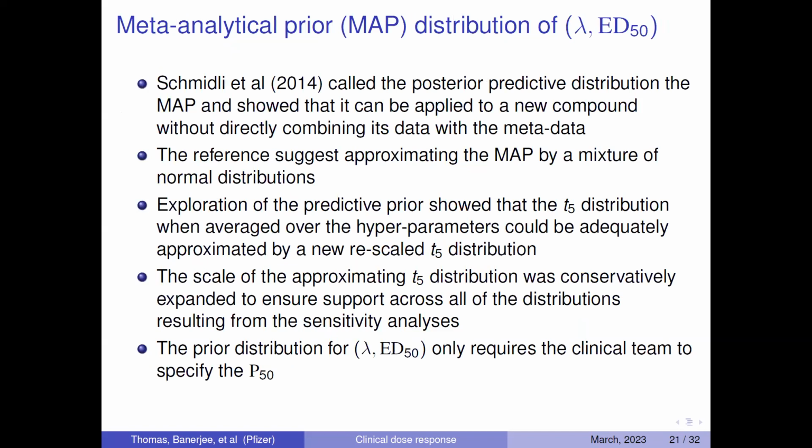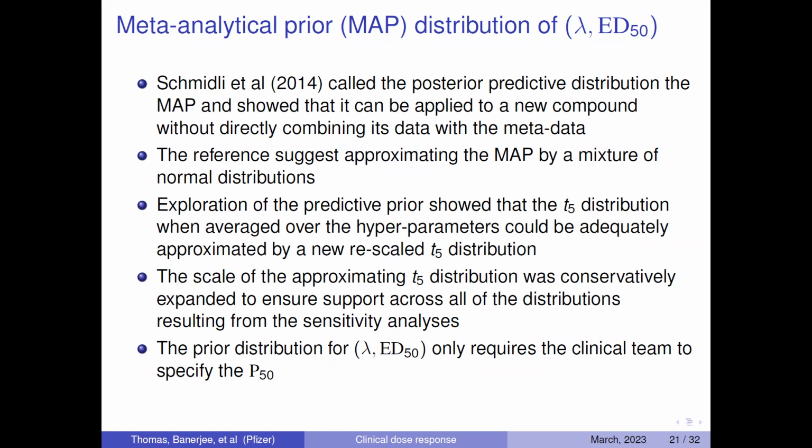Now, we can take that even a little bit further. This is something that's been part of the literature within the Bayesian community for a while. I've got a reference listed here. This is work I believe was done mostly at Novartis with some academics. They described this process as the meta-analytic or MAP prior distribution. And what they noted was that if you have a posterior predictive distribution, like we have now, and you want to apply that to a new compound.